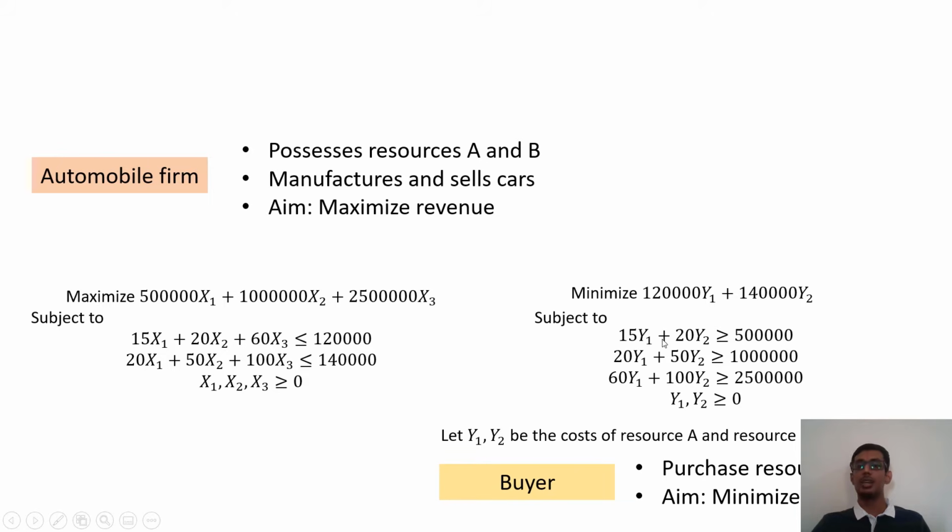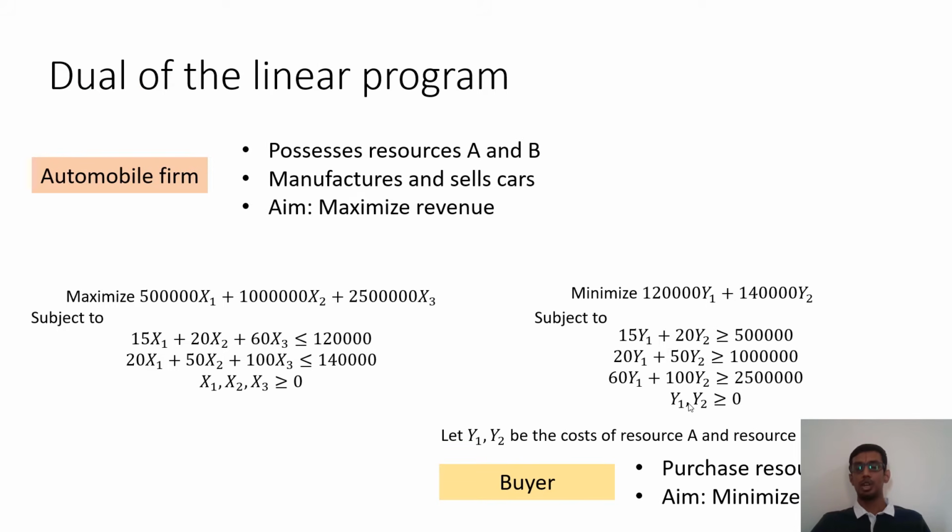And similarly, you have constraints for the sedan car and for the SUV car. This is how the buyer's problem would look like, right? And what you have done here is you have constructed a dual of the linear program. So this is the linear program you had at hand, and this problem, a mirror problem, is called the dual. So the original problem is called the primal and the mirror problem is called the dual.